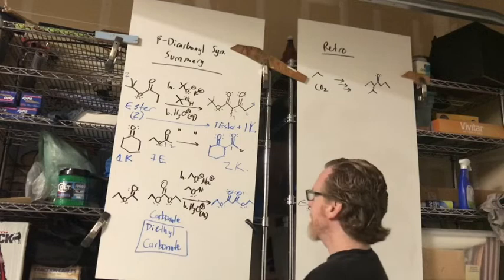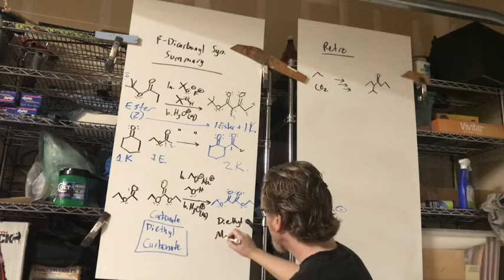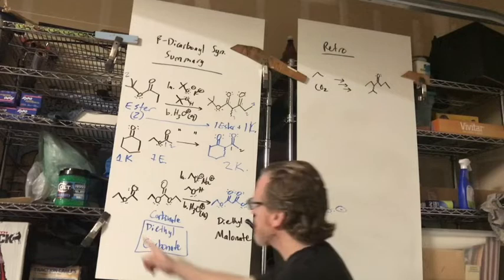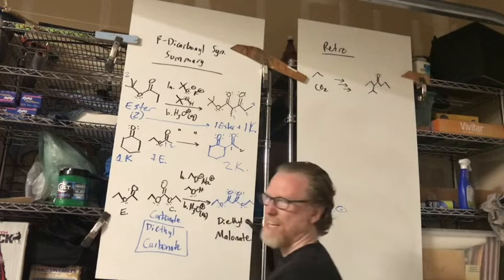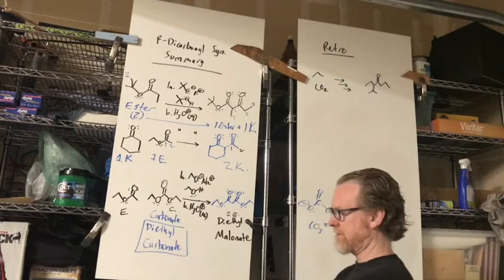Diethyl malonate. Okay, and so we started with an ester and a carbonate. So it's like you have three esters, huh? So this is definitely an ester, and this is like an ester and an ester. And what do we wind up with? Two esters. So you still lost one ester out of the three.